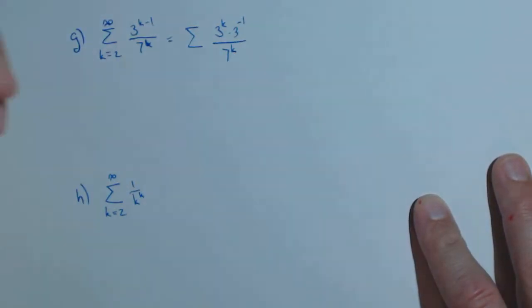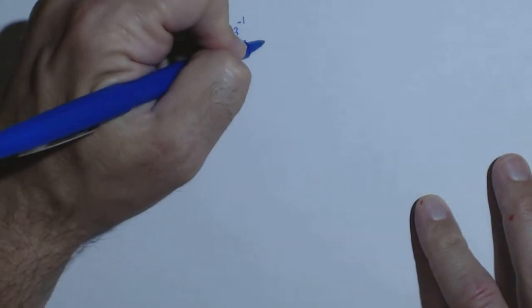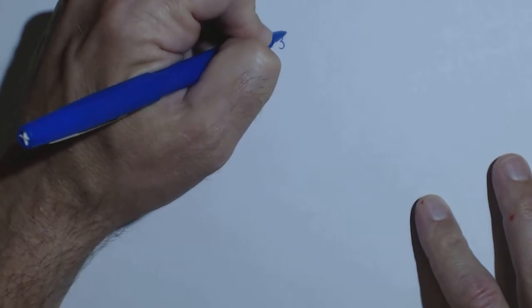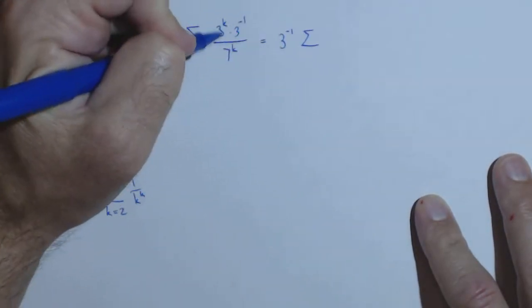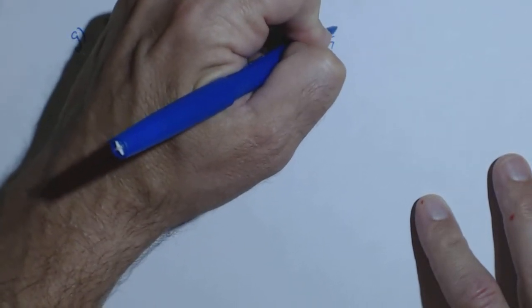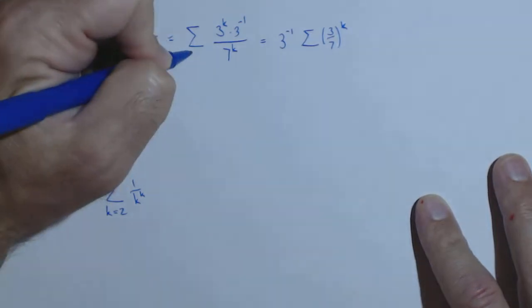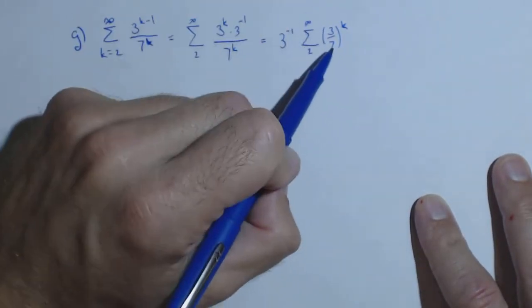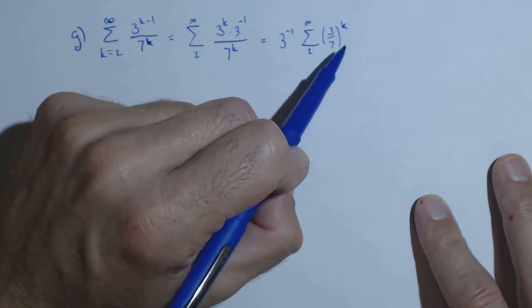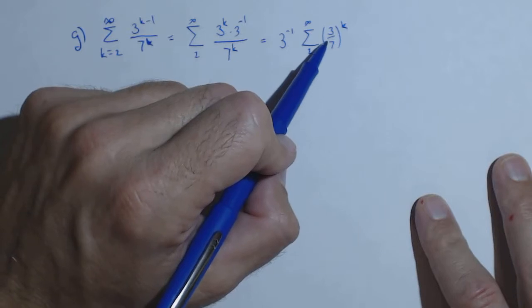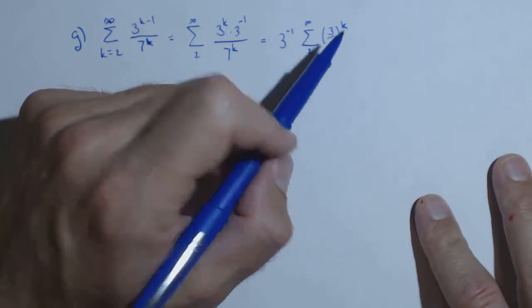And that 3 to the minus 1, I'm going to go ahead and pull that out of the series. So 3 to the minus 1, it doesn't depend on k. And what's in there, 3 to the k over 7 to the k, I'm going to write those to the same exponent. Now these are going from 2 to infinity. And notice what I have here. I have a geometric series with a common ratio less than 1. So this is going to be a convergent series.